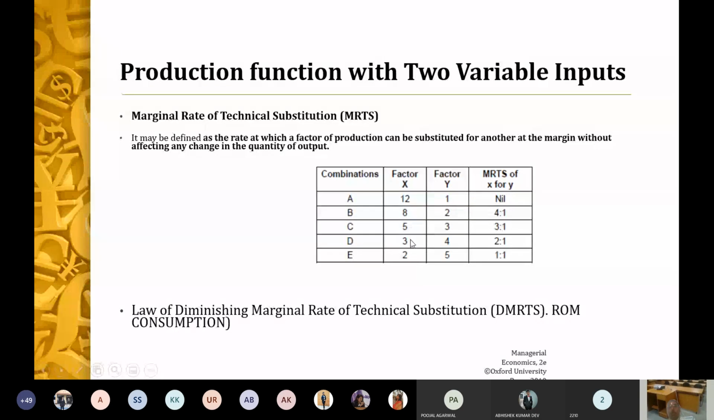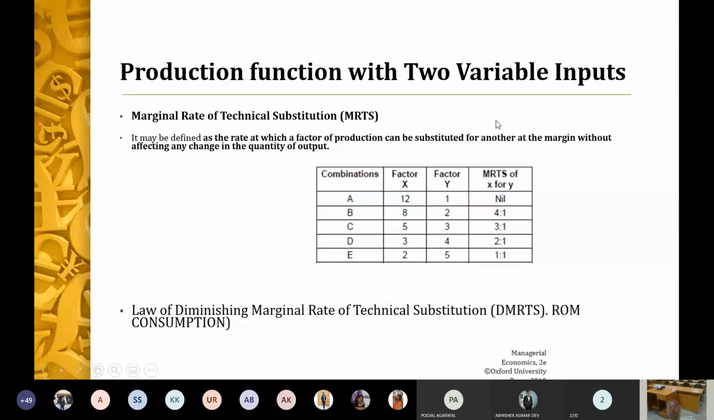What you have to do is to subtract D and E, C and D. Of course, before A there is nothing, so it becomes nil. A and B, then you go 4:1. Of course, you have to ignore the negative sign. You have to just take the differences and convert it into the ratio. The difference between 8 and 12 is 4, and 1 and 2 is 1.